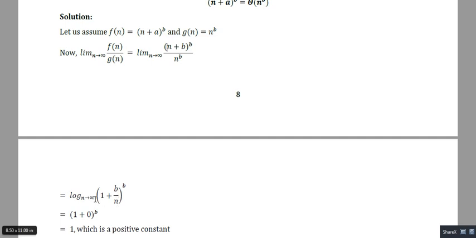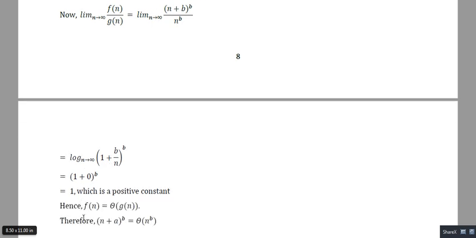There is a simple mistake here; this will be the limit as n tends to infinity of (1 plus a by n) power b. The value of a by n will be 0, because n tends to infinity. So clearly the limit of f(n) by g(n) as n tends to infinity is a positive constant c. So we can write f(n) is equal to theta of g(n).